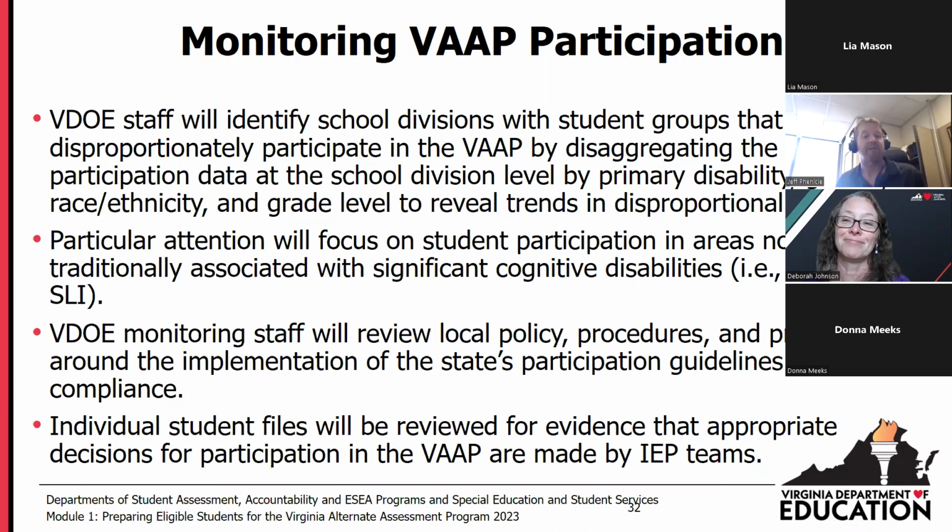VDOE monitoring staff will review local policies, procedures, and practices around the implementation of the state's participation guidelines for compliance, as well as asking local leadership staff to do an individual record review of certain student files for evidence that the appropriate decisions for participation in the VAAP are made by the IEP teams.